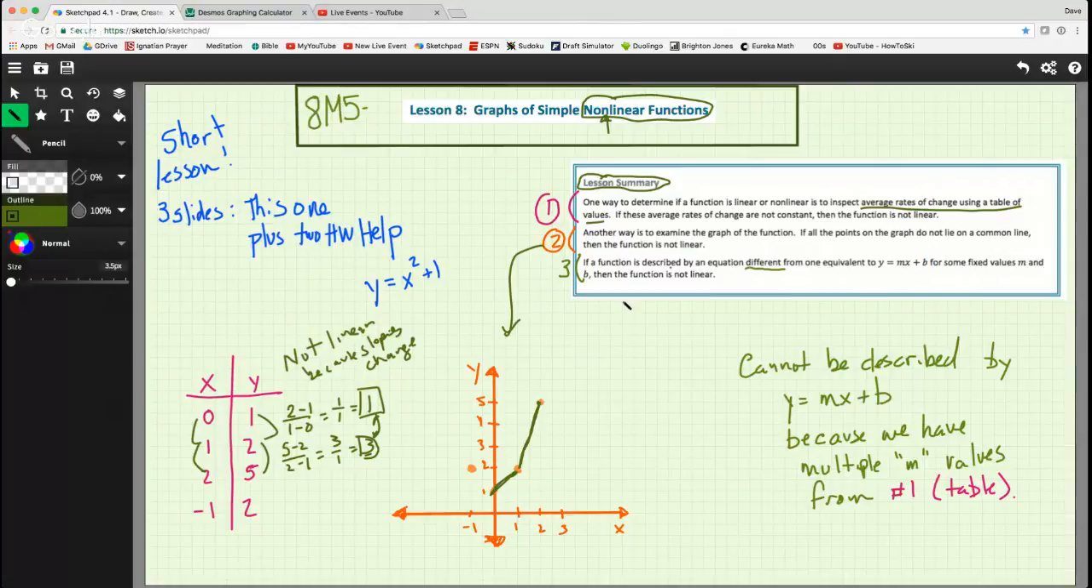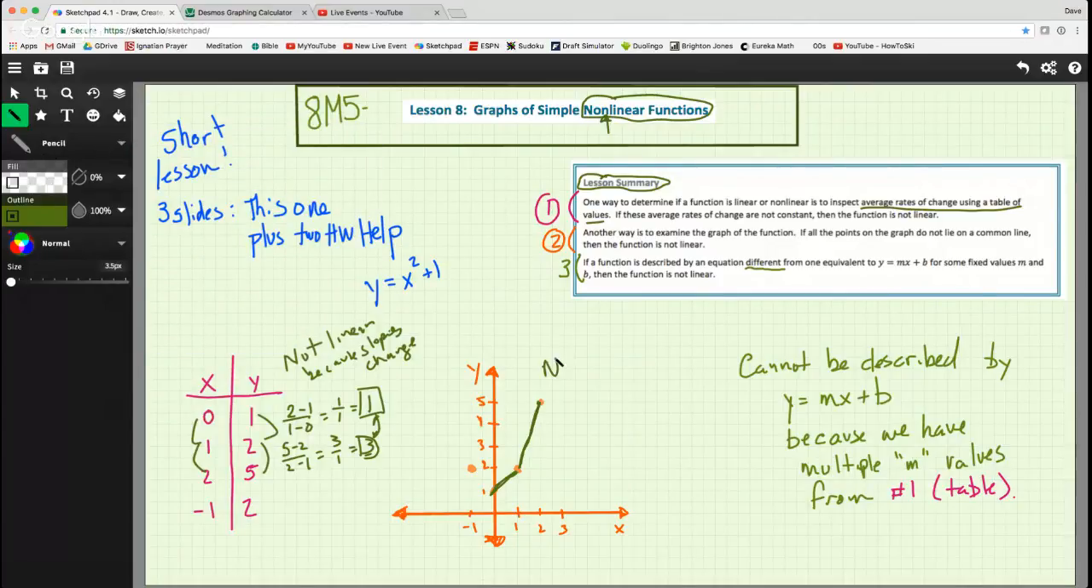Number 2, the rule right here in orange, is another way to examine the graph of the function. If all the points are not on a line, it's not linear. You can see here that these points are not all on the same line. If I try to put these 2 on a line, I can't fit the others. There's no line I can draw that fits all 4 points. So it's clearly not linear.